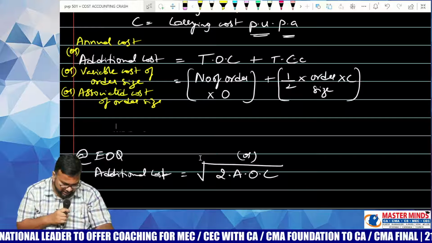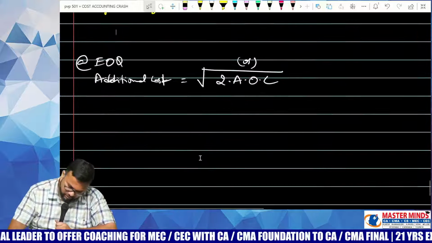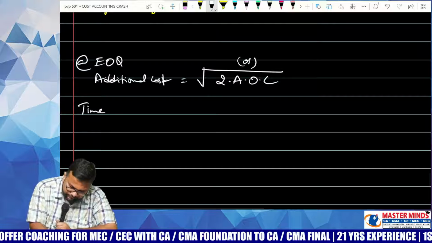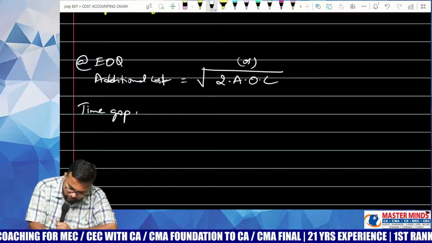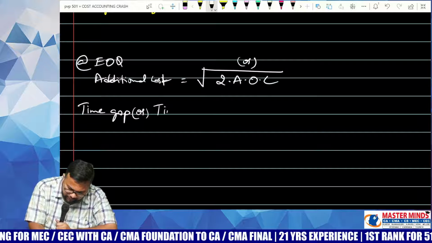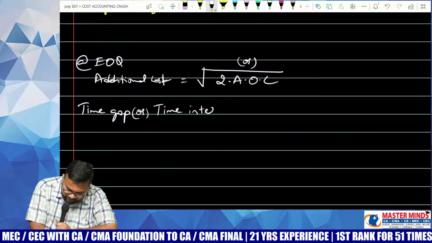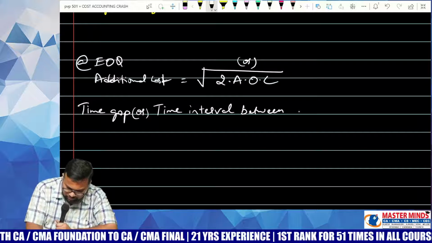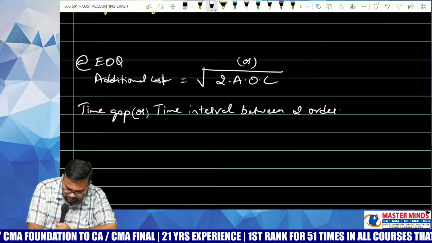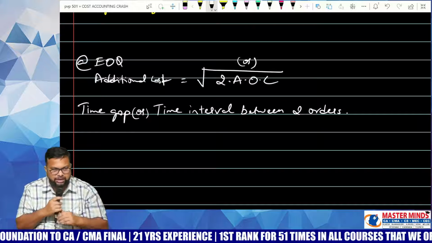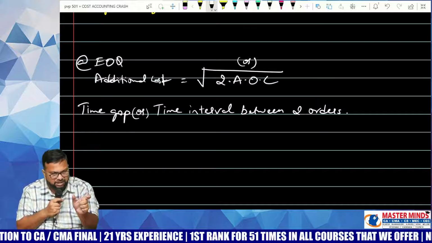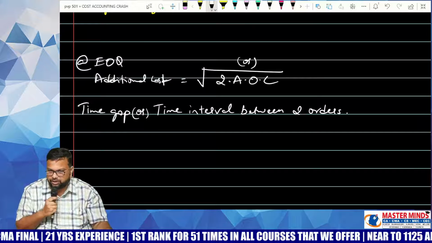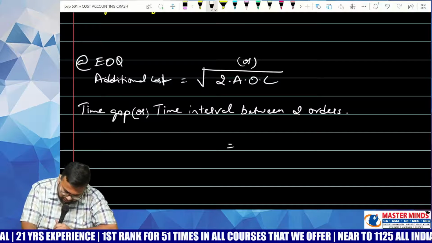Okay, Nana. Next. Time gap or time interval between two orders. Sometimes he will ask us to calculate the time gap or time interval between two orders. That means the frequency of order. Okay. So how to calculate it?